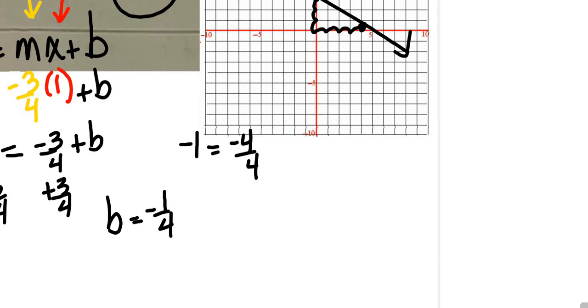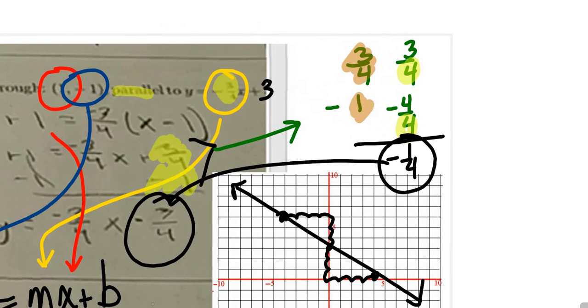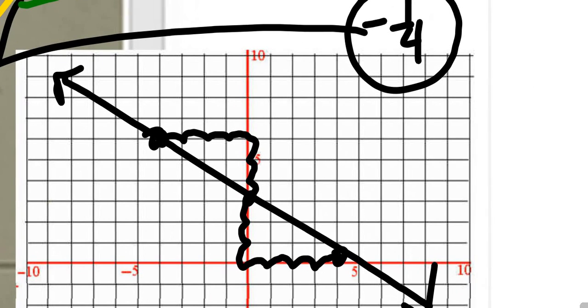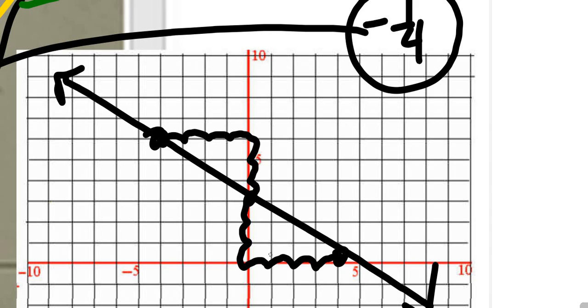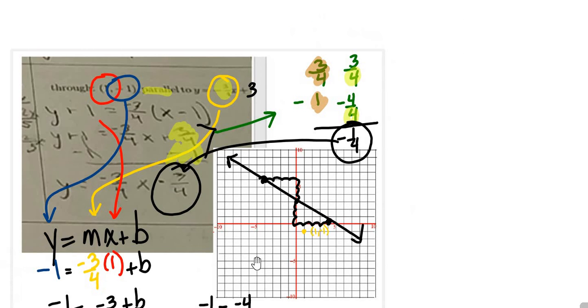So here's your final version. Y equals -3/4 x minus 1/4. So we're going to come up here. Let's plot our target point, which is 1, -1. This is going to be a very fine plot here. 1, -1 is right here. And yeah, 1, -1 is right there.